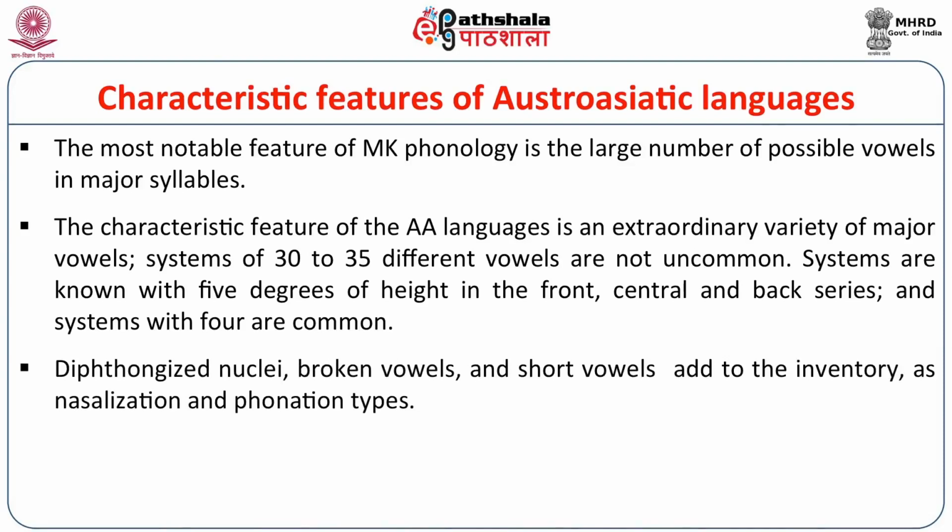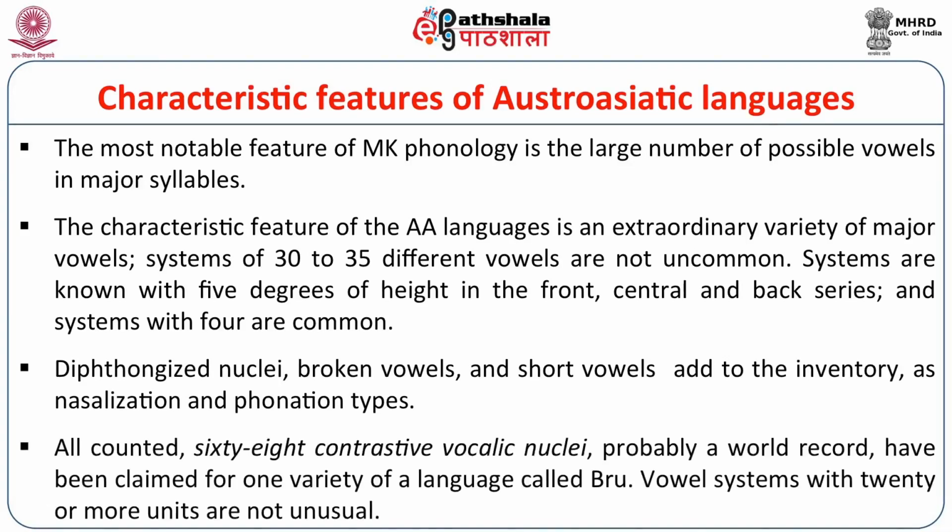Diphthongized nuclei, broken vowels, and short vowels add to the inventory, as do nasalization and phonation types. All counted, 68 contrastive vocalic nuclei, probably a world record, have been claimed for one variety of a language called Bru. Vowel systems with 20 or more units are not unusual.